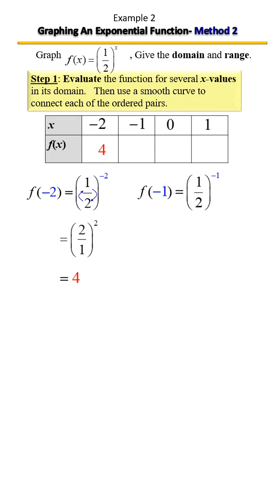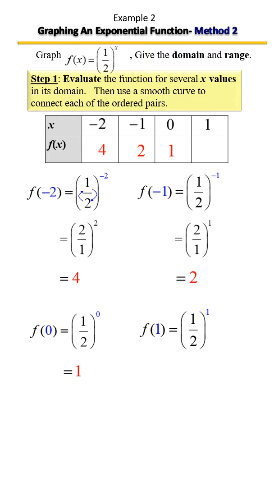When we plug in a -1, again, because we have a negative exponent there, we have to flip it. So once we flip it, you can see here that we have an output of simply 2. Next, we're going to plug in a 0. And you should know that any number raised to the 0 power equals 1. So we have an output of 1.